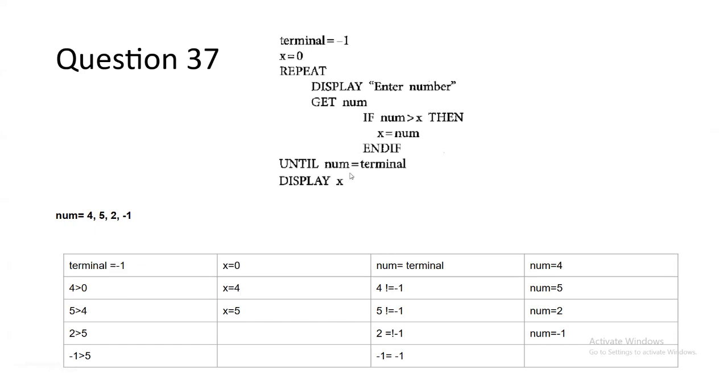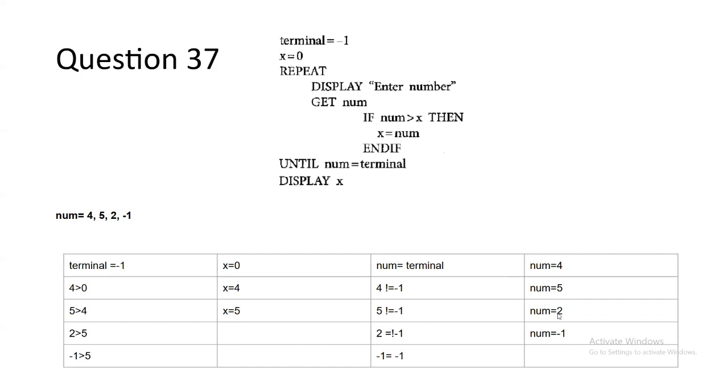Now your num is 4. Is 4 equal to -1? No. So this will repeat again. Then it takes the second number. Num is now 5. And then it checks 5 is greater than x. Now my x was earlier changed. X is 4. 5 is greater than 4. Yes, true. Then my x gets changed. X becomes the number. Number is assigned to x. So num is 5, 5 is assigned to x. Then check the condition. 5 is not equal to -1.